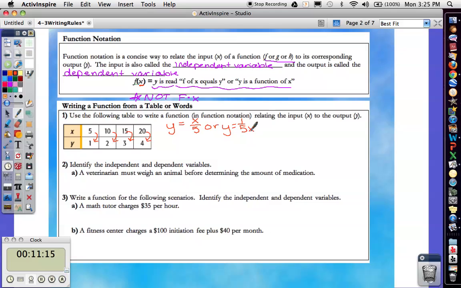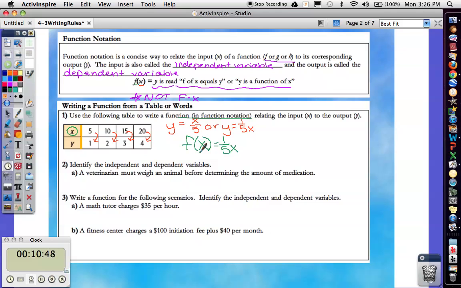But we want to write this in function notation. So instead of writing y, just replace it with either f or g or h, and then in the parentheses, remember, whatever you put there is whatever you put into the equation. So f of x is equal to 1/5 x. That's the only difference, guys. Read it as f of x is 1/5 x.